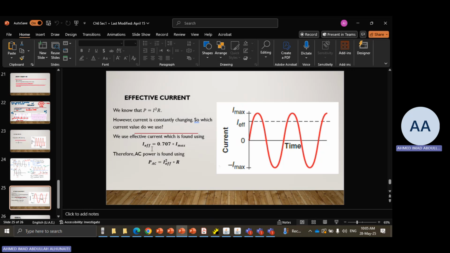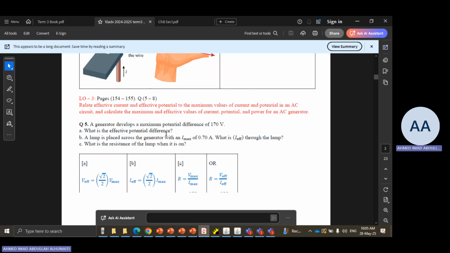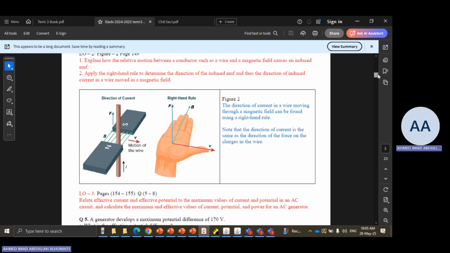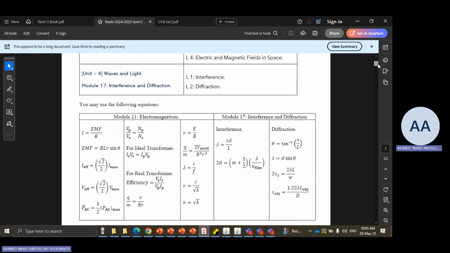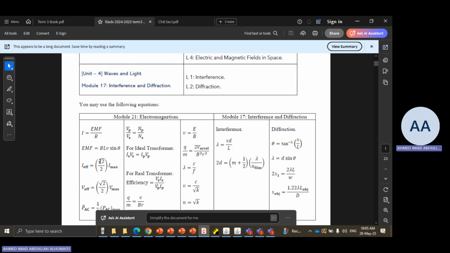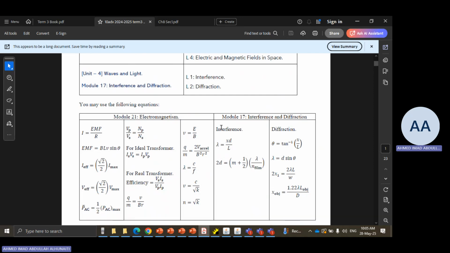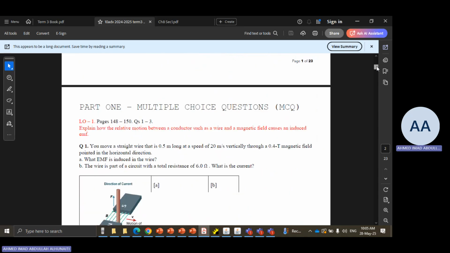I effective or IAC or IRMS, these are all synonyms for the same thing, equals 0.707 times the value of Imax. You might have seen a different formula. Instead of 0.707, you might have seen this value, square root of 2 over 2. If you plug this into your calculator, square root of 2 over 2, it will give you 0.707. So it's the same.